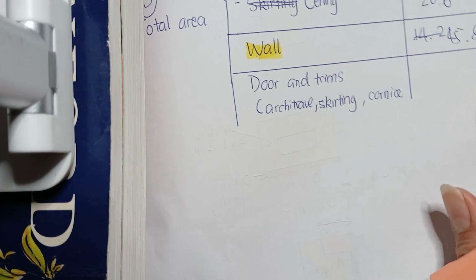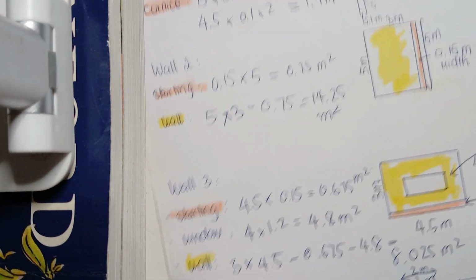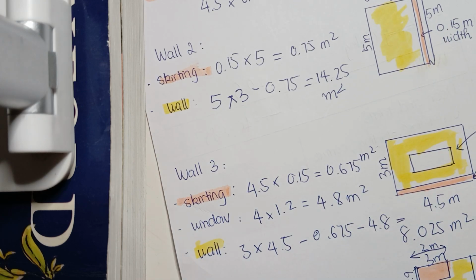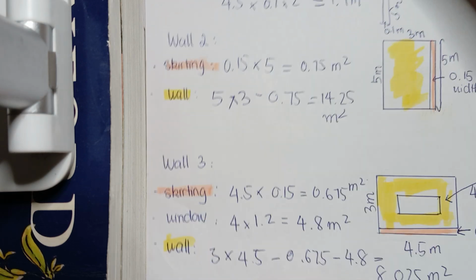Alright, so as you add the cornice, the skirting, door, of all of these, you can work out the door and trims area. I hope that it makes sense for you, and I hope that all of you are going to pass my ELT. Alright, bye.